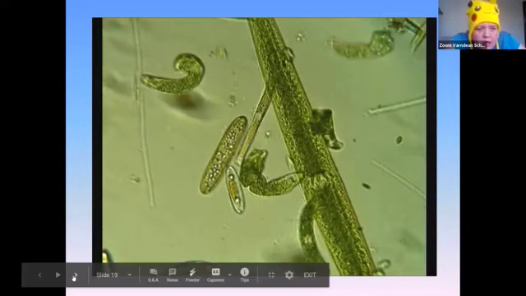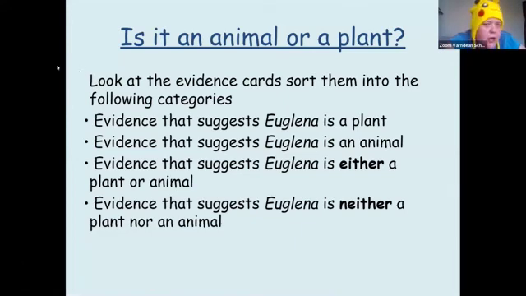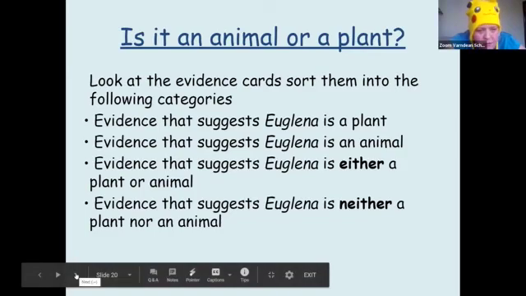And what I've done as an extension is I've added this. So your job as extension would be to tell me, are Euglena animals or plants? And I've put some evidence about them, so facts that are known, into this document. So there is evidence that suggests Euglena is a plant. There is also some evidence that suggests it's an animal. There is some evidence that's going to suggest it could be both, and there is evidence that it might not even be either of them.